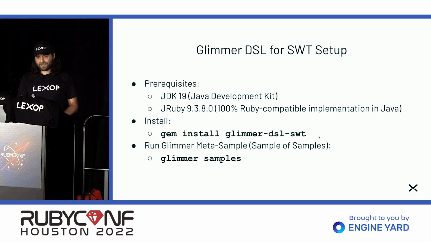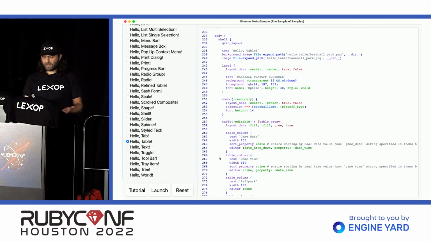So how do we set this up? You have to install a JDK, like JDK 19. You have to install JRuby, like 9.3.8.0. And JRuby, by the way, is basically a 100% compatible Ruby that runs on the Java virtual machine. It's implemented on top of the Java virtual machine. Once you have the prerequisites, all you have to do is install the gem, Glimmer DSL SWT, and then you can run samples with glimmer samples. And it gives you something like this, which is a Glimmer meta sample, which is kind of like the same thing you got with LibUI.